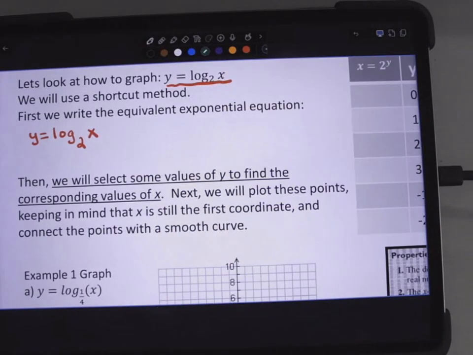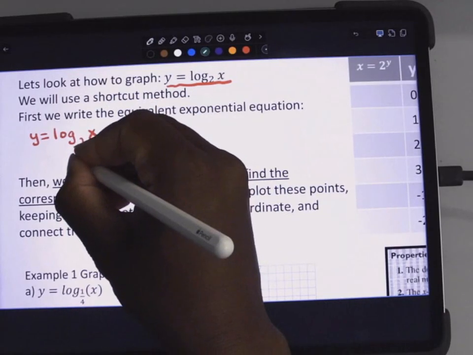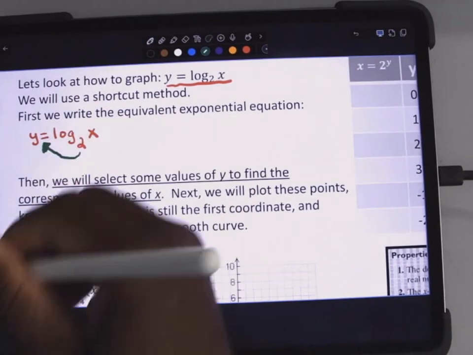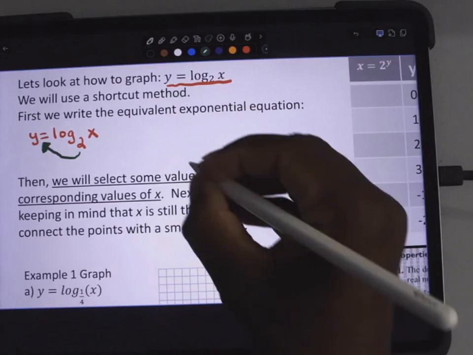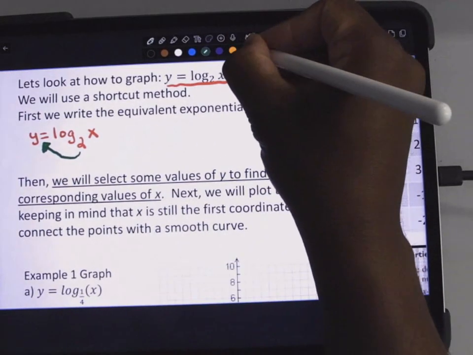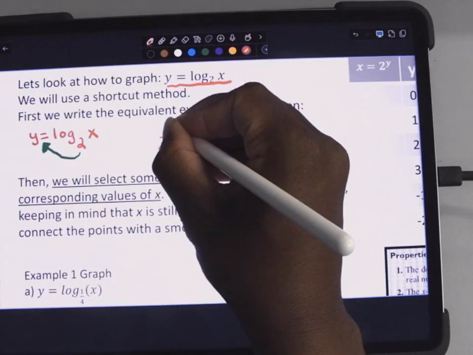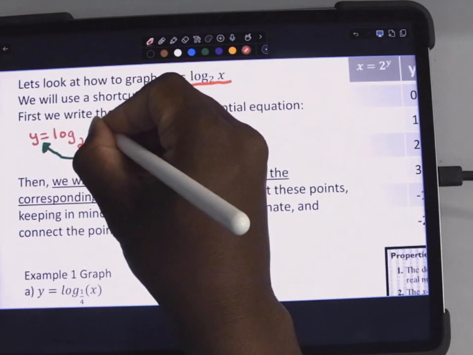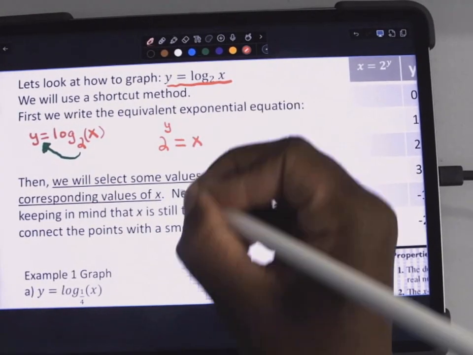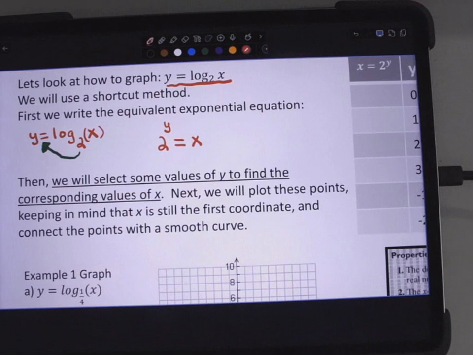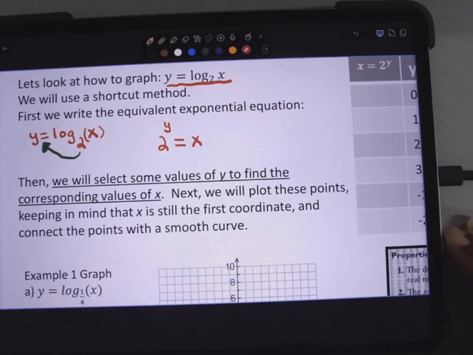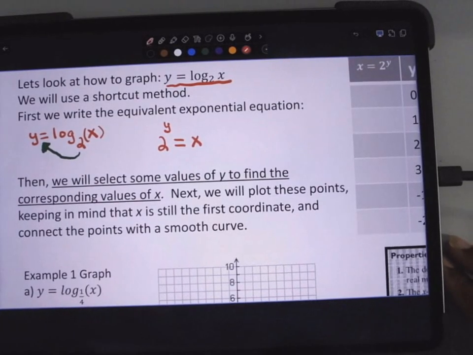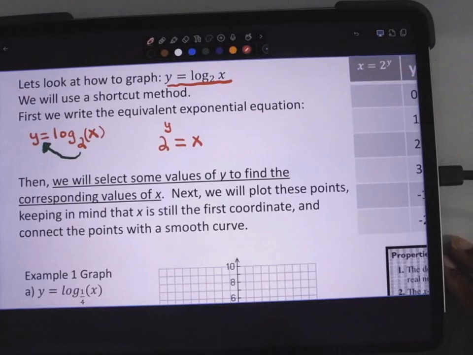What is the base of this log? 2, right? So we're going to take that 2 and make it the base of whatever's on the left side. That gives us 2 to the y power equals what? x. So all we did was write this logarithmic equation in exponential form. And now it'll be easier for us to just put powers in and get out x values.